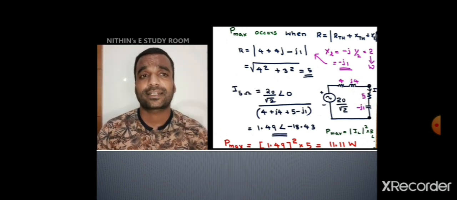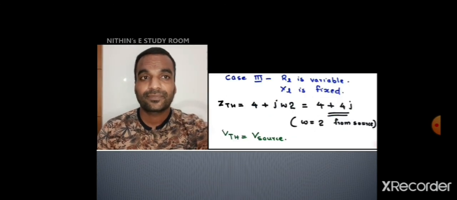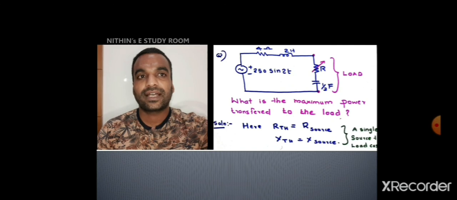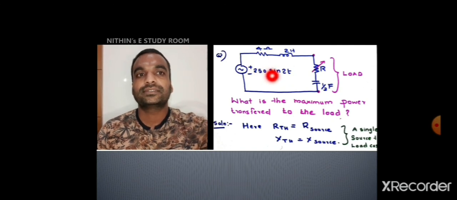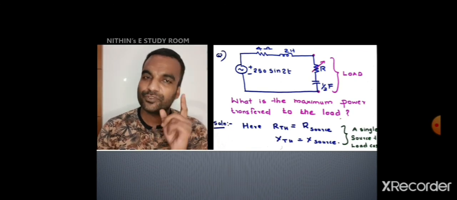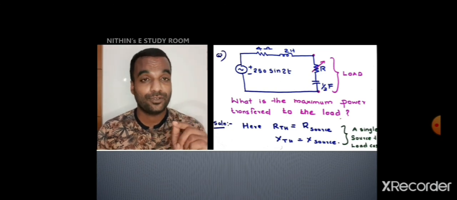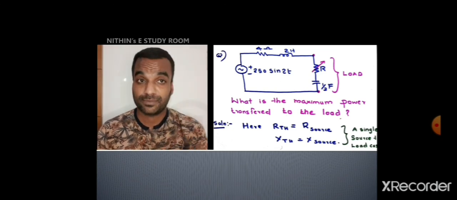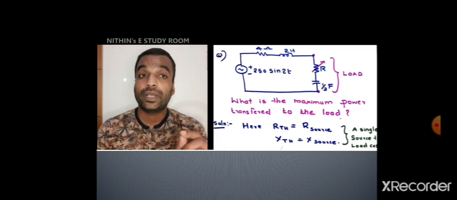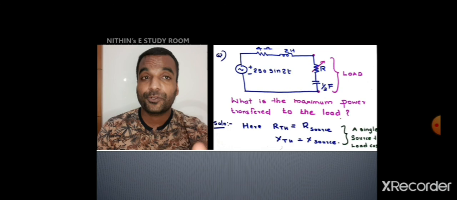Now what is the IRMS? Here you should be very careful because the source is given like 250 sine 2t. So that 250 is maximum voltage Vm. But you want RMS value of voltage because current should be in RMS value. So you have to do a calculation, that is RMS value is maximum value by root 2.